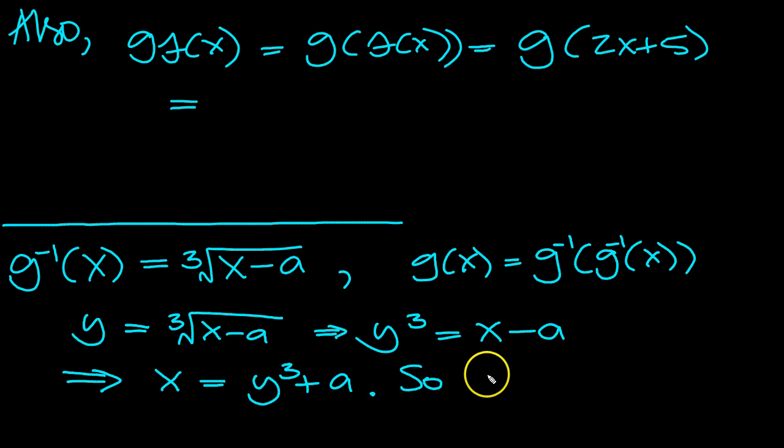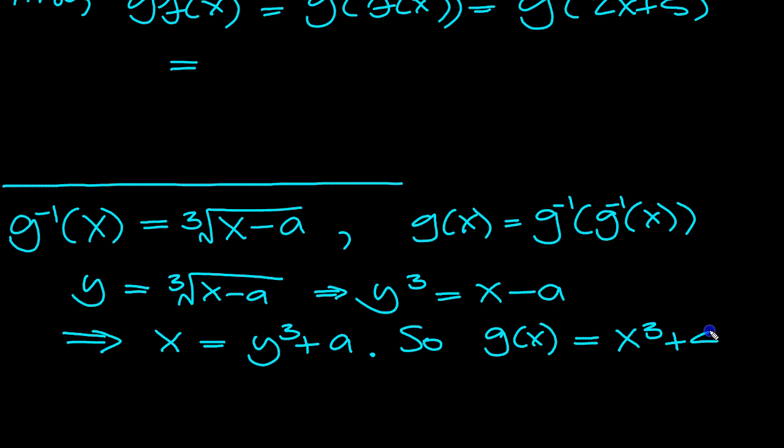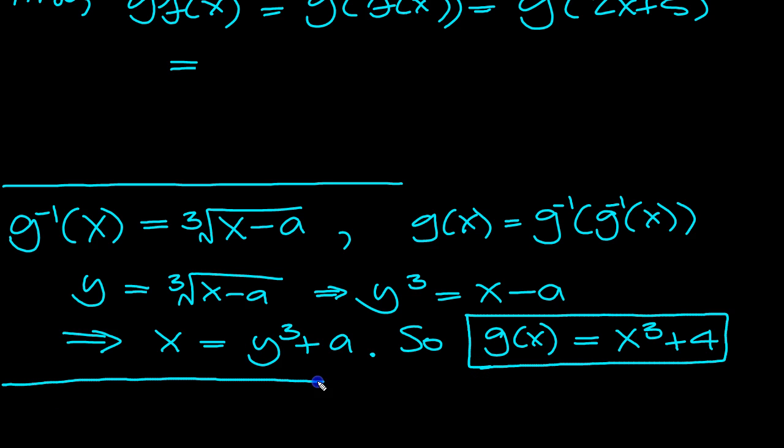So now we can flip the signs. So y, which will be g of x in this case, will equal, swap the symbol, x cubed plus a. And a was equal to 4, wasn't it? So put that in at the end. So g of x is equal to x cubed plus 4. So that's the end of the sub-problem here, and I'm going back to the main problem now.